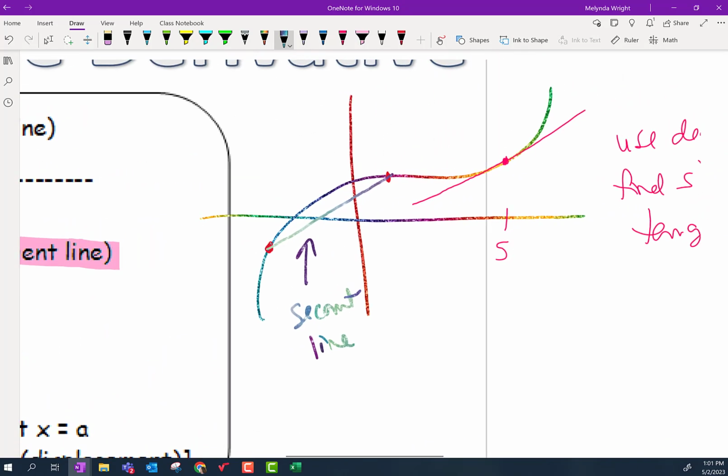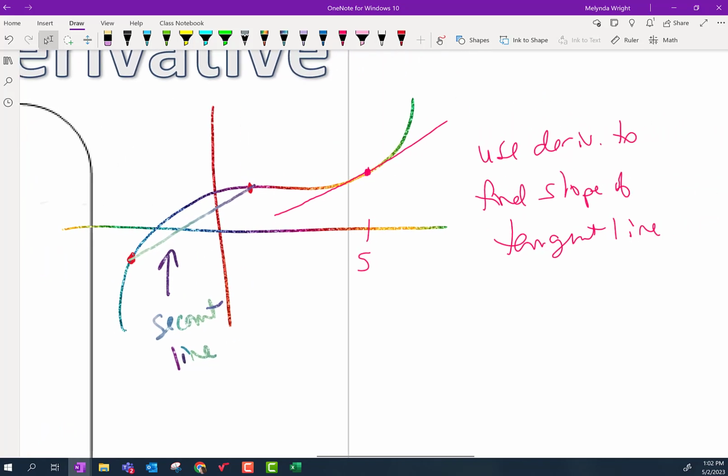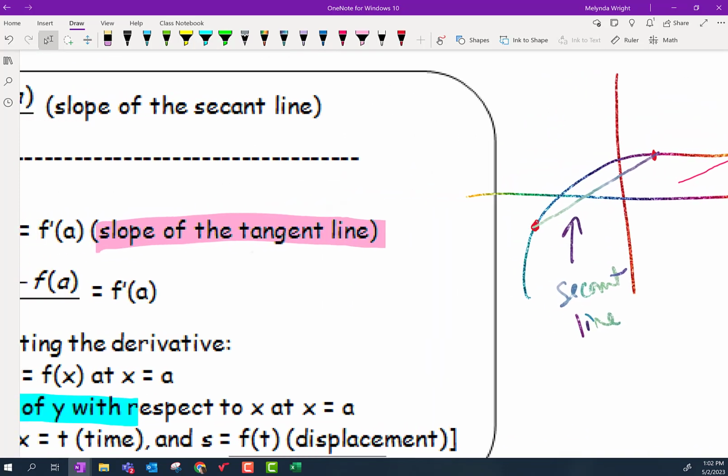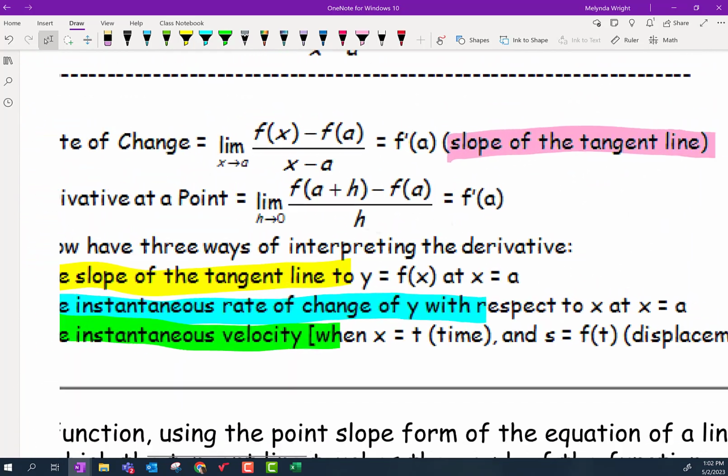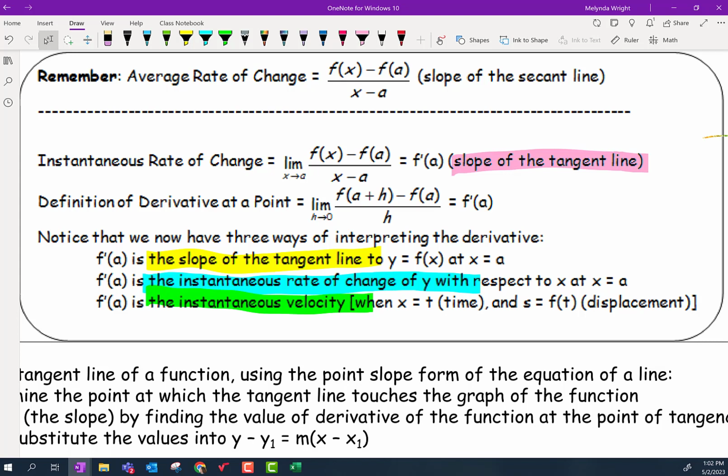So slope is kind of a big deal for us. As we're preparing for next year, it's kind of a big deal. We look at slopes of secant lines and slopes of tangent lines. Both of those concepts are important for different reasons. And we'll dig more into that next year. What we're doing this year is, I'm just introducing you to that concept. What do we use it for?